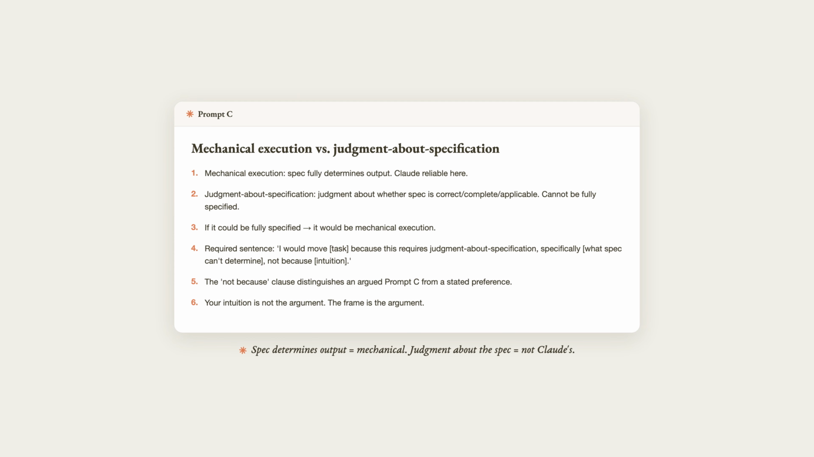The sentence your prompt C should contain: "I would move task from Claude to human because this task requires judgment about specification, specifically what the specification cannot determine, not because of the intuitive reason you initially had." The second half of that sentence, the "not because," is what distinguishes a prompt C that passes from one that describes a preference. Your intuition about the task is not the argument. The frame is the argument.